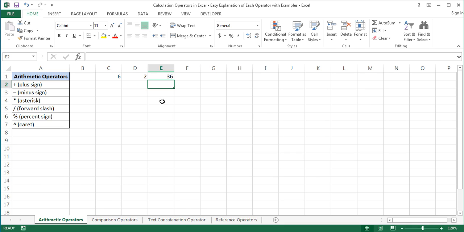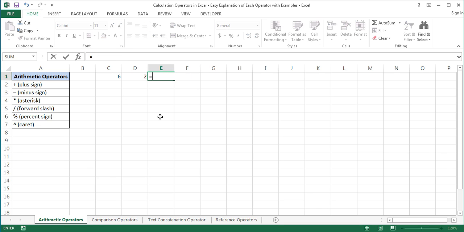We can also use several arithmetic operators in one formula. Let us write a few such formulas. Equal sign C1 multiplied by 4 plus D1 multiplied by 3 divided by 10. I will press enter on the keyboard and the result is 24.6.